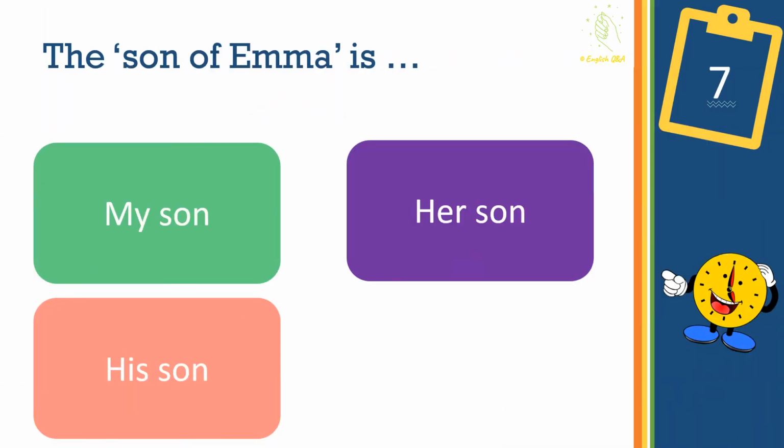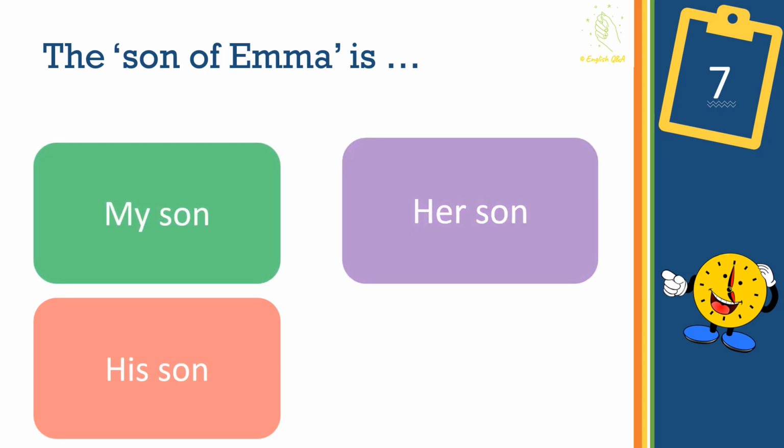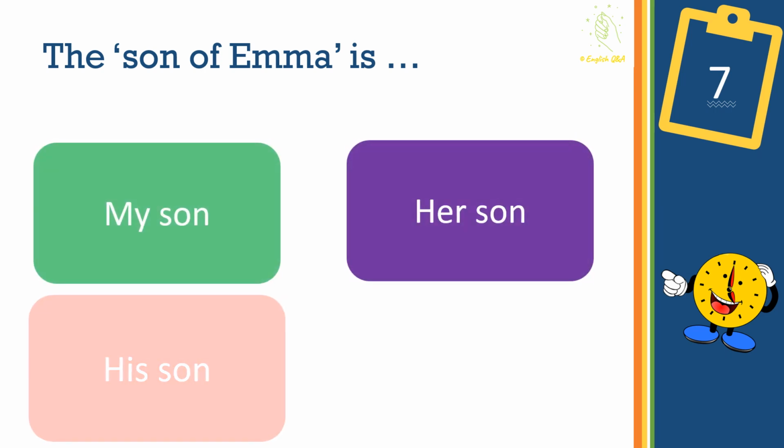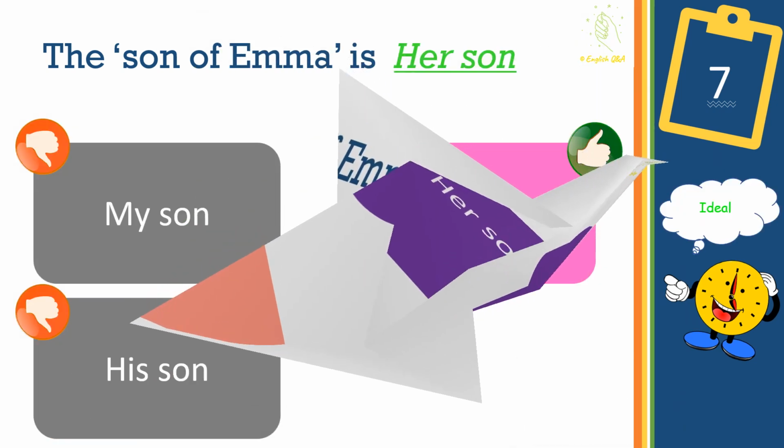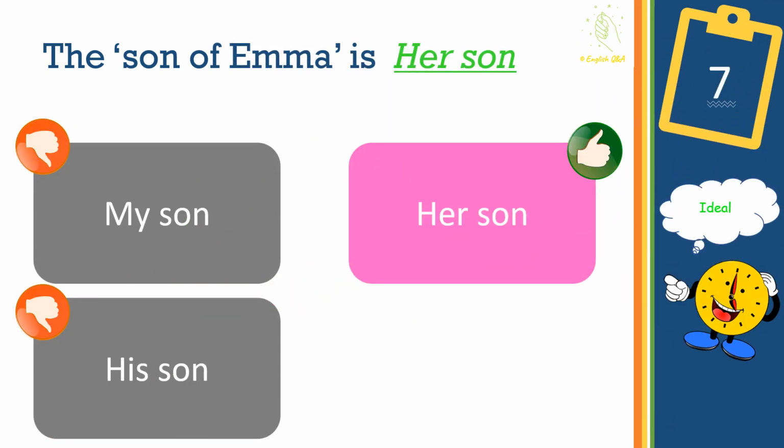Question 7. The son of Emma is dash. Choose an answer. My son. Her son. His son. The right answer is her son. The son of Emma is her son.